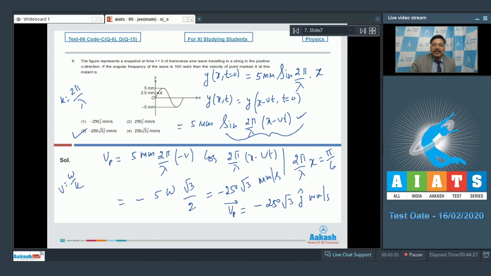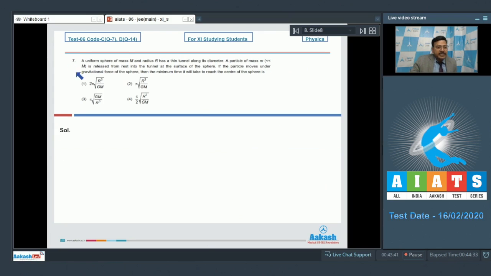Let's go to the next problem now. Question 7 says a uniform sphere of mass M and radius R has a thin tunnel along its diameter. A particle of mass small m, very small compared to capital M, is released from rest into the tunnel at the surface of the sphere. If the particle moves under gravitational force of the sphere, then the minimum time it will take to reach the center of the sphere is.